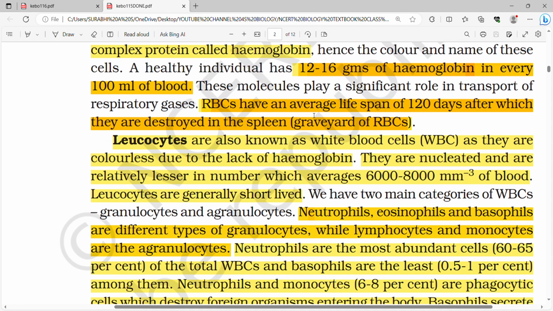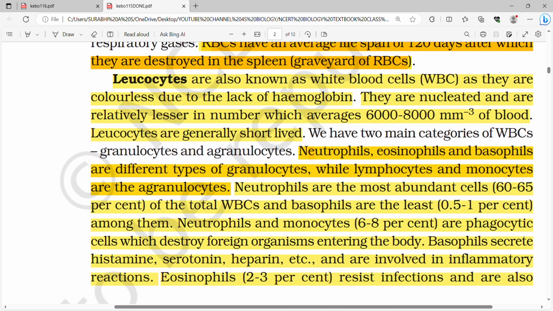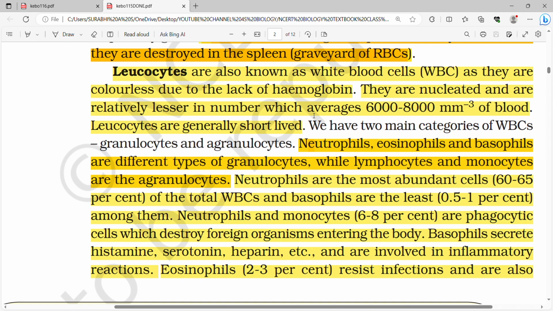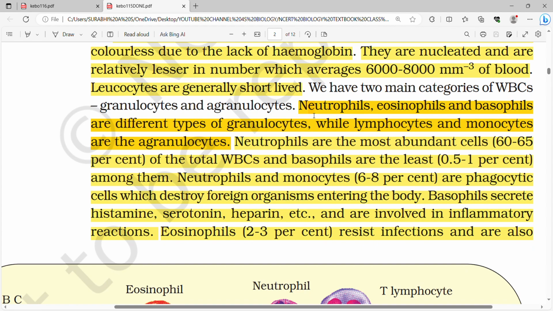The lifespan of RBC is around 120 days and it is destroyed in the spleen. Spleen is also called the graveyard of RBCs. Next, moving on to leukocytes. Leukocytes are known as WBC and they are colorless due to lack of hemoglobin. They are nucleated. So RBC is not nucleated, this is nucleated, and they are relatively less in number, around 6,000 to 8,000. Leukocytes are generally short-lived.